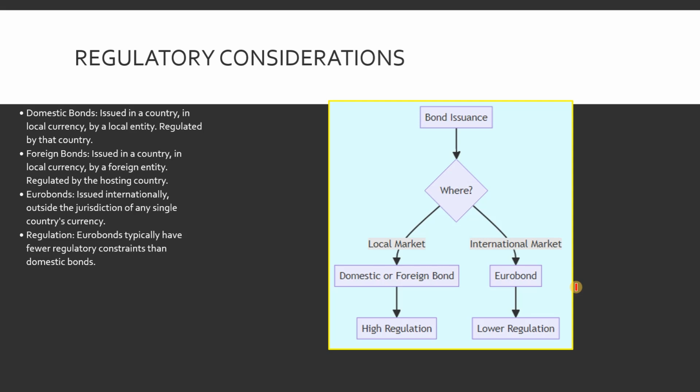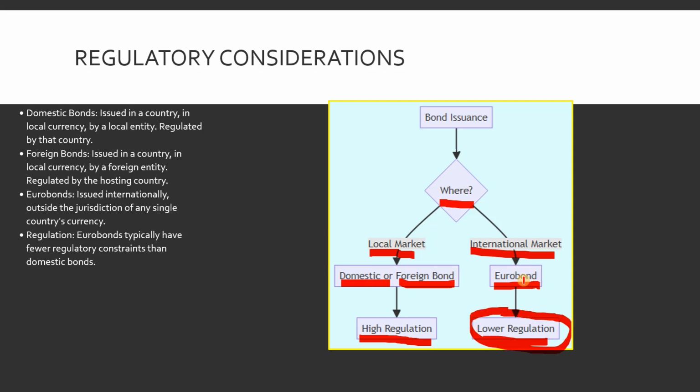So let's look at this diagram to understand the regulatory path. Starting with the bond issuance, we ask where to issue your bond, whether in the local market or the international market. If it is a local market, whether it's a domestic bond or a foreign bond you want to issue, the regulation is high because you are in the local market. If you go for the Eurobond, which is in the international market, the regulation is lower, and this path is often preferred by issuers for the flexibility.